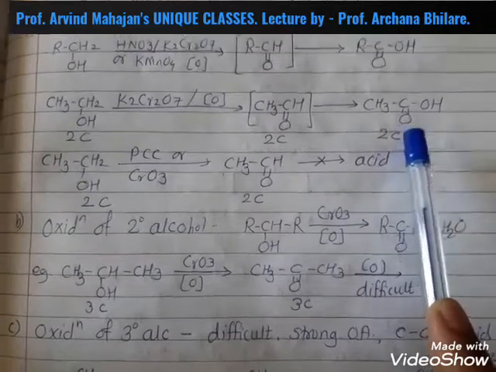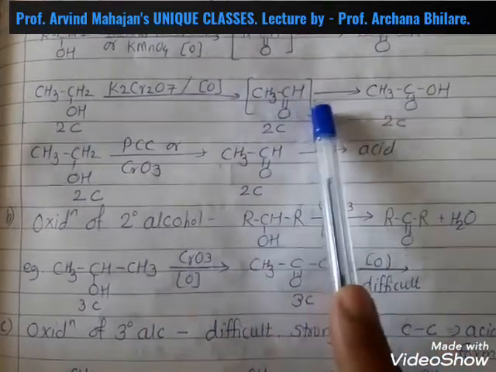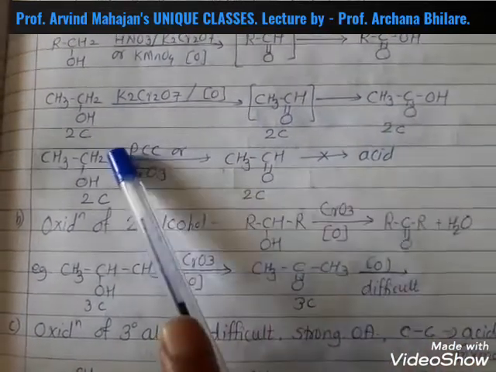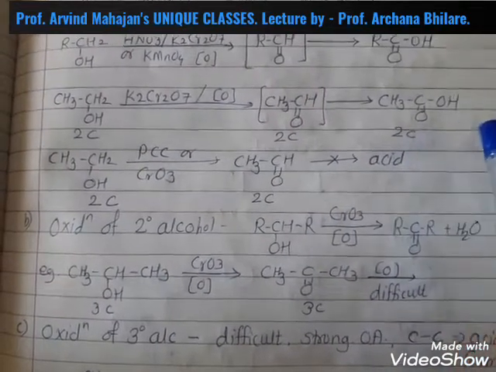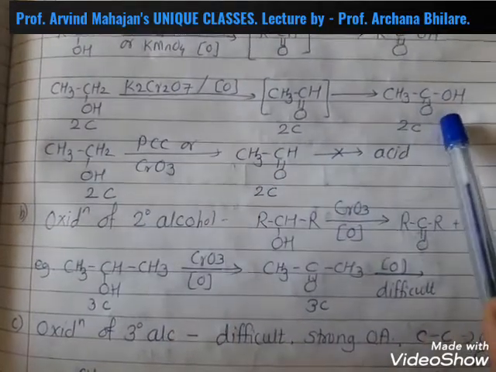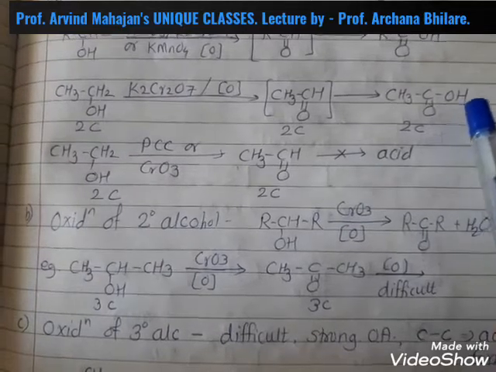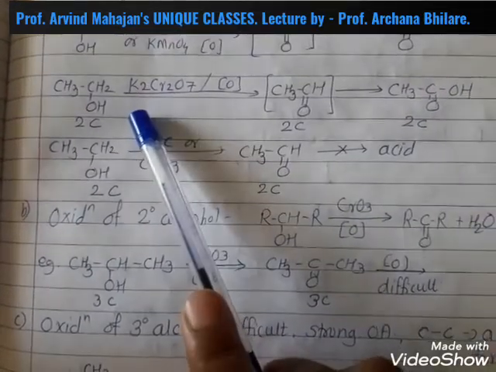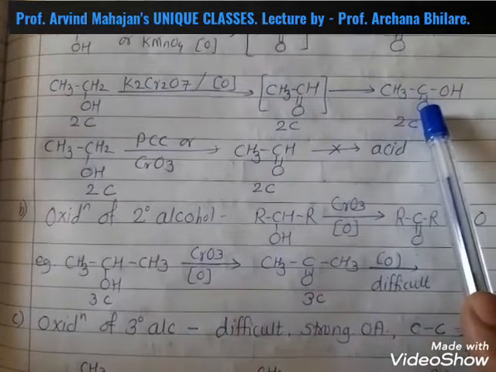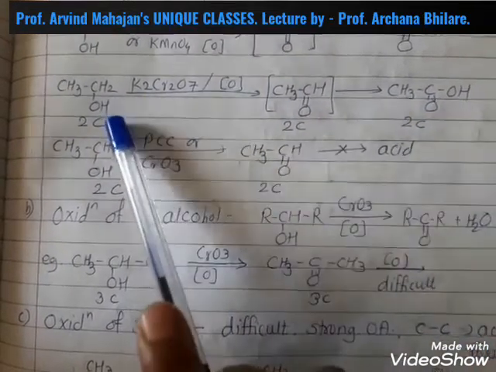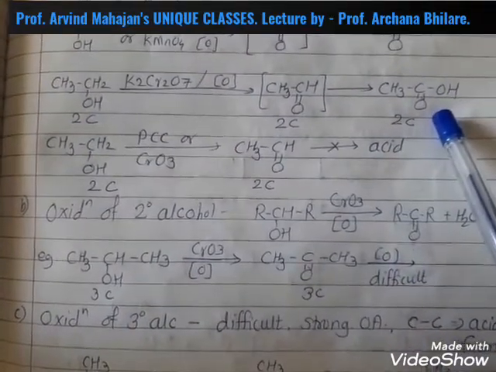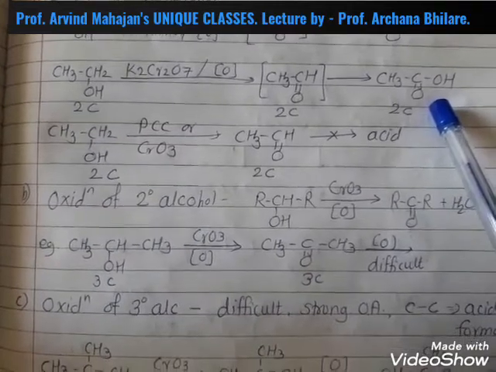It means that when primary alcohol is oxidized to carboxylic acid, the number of carbon atoms in alcohol and acid remain the same. Is this clear? Primary alcohol is oxidized to carboxylic acid having the same number of carbon atoms as in alcohol. If I start with alcohol having 2 carbons, I will get acid having 2 carbons. If I start with primary alcohol having 3 carbons, I will get carboxylic acid having 3 carbons and so on.